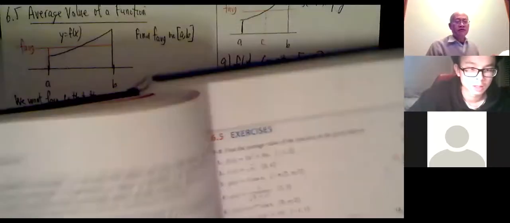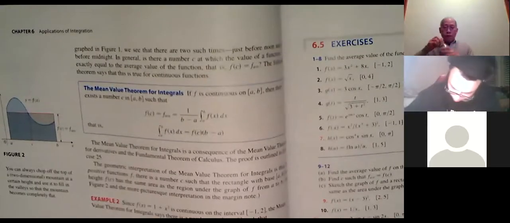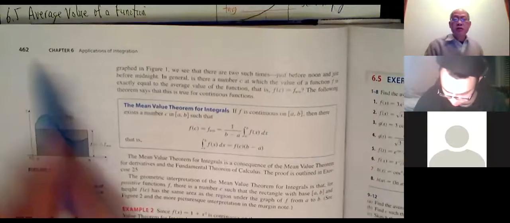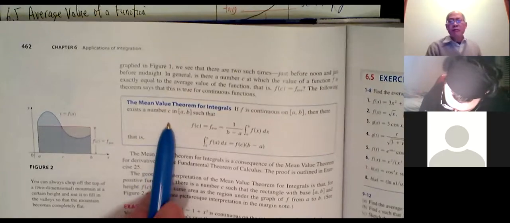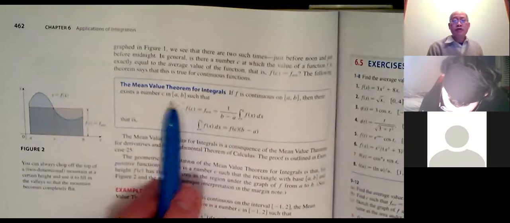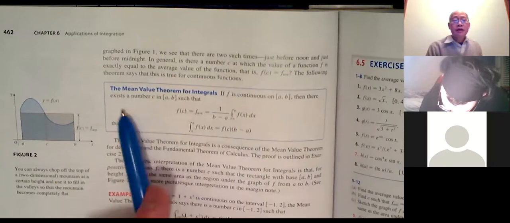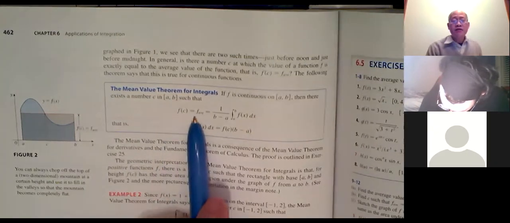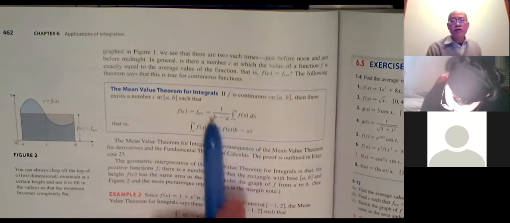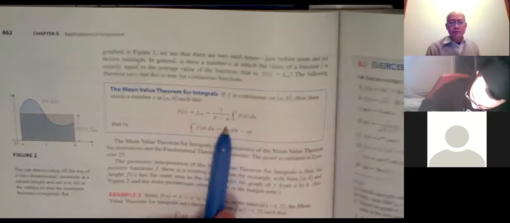Okay, let me show you the mean value theorem for integrals. Okay, so this is on page 462. You might remember there's a mean value theorem in Calc 1. That was for derivatives. Mean value theorem for integrals: if f is continuous on the closed interval from a to b, there exists a number c between a and b such that f of c is the average value. Here's the formula for the average value, 1 over b minus a, integral from a to b of f of x dx. Okay, so what does all that mean?